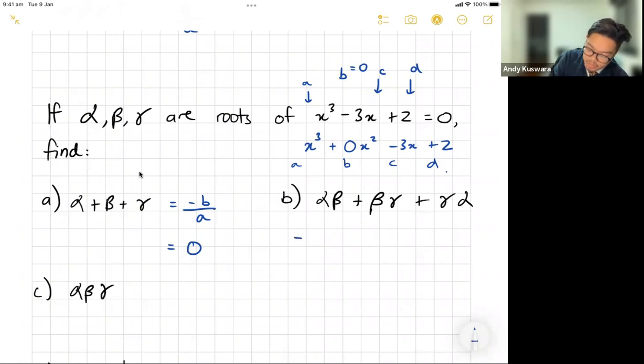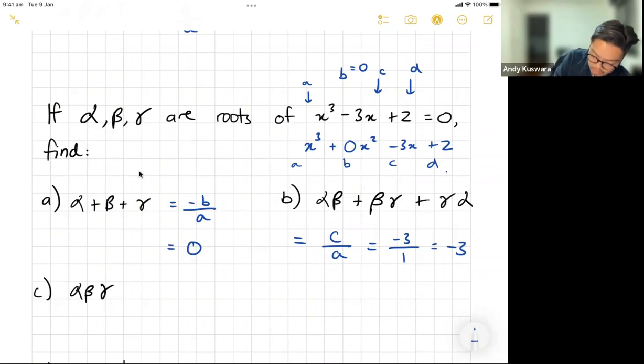Okay, now for this one here, for question B, we've got alpha beta plus beta gamma plus gamma alpha, or alpha gamma. This one here, we've got groups of 2, so I know this is going to be C on A. So in other words, I look for C. C is negative 3. It's going to be over A, which is 1. Which is going to be an answer of negative 3.